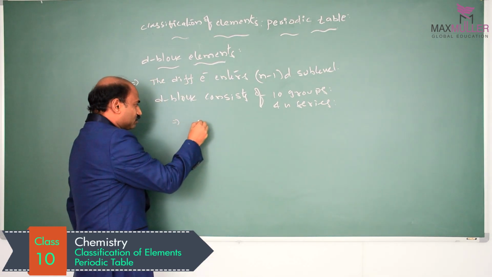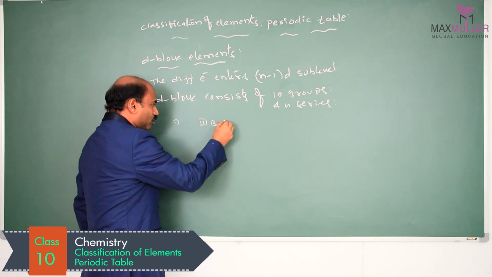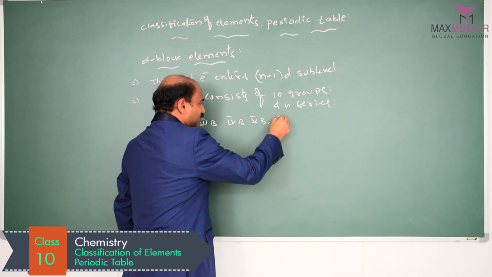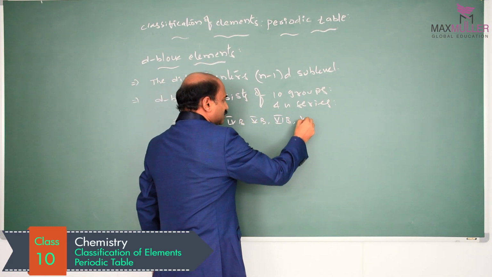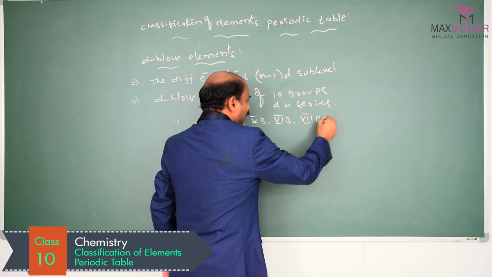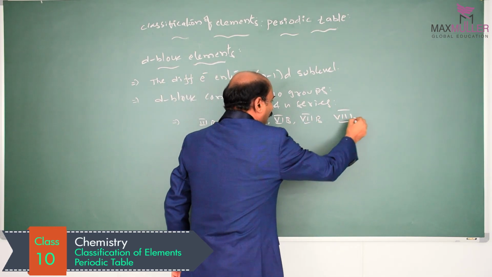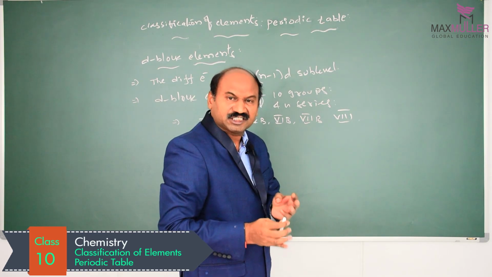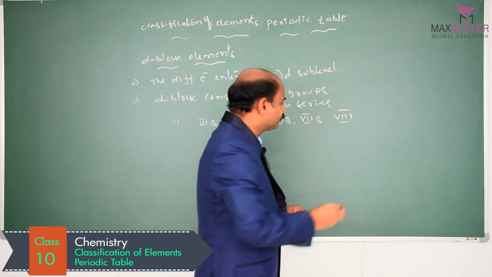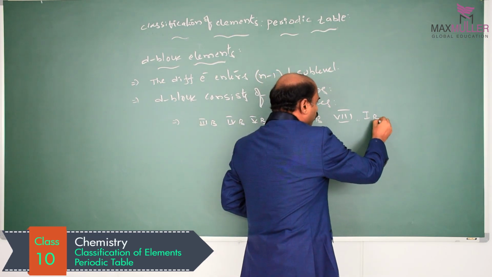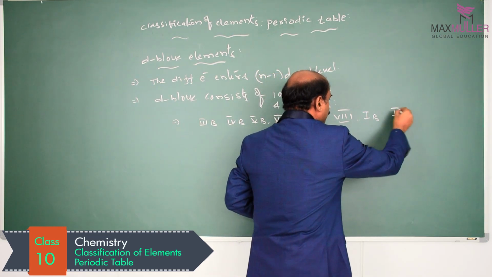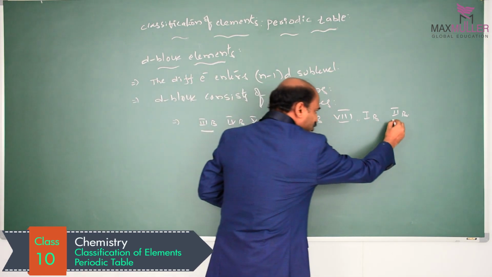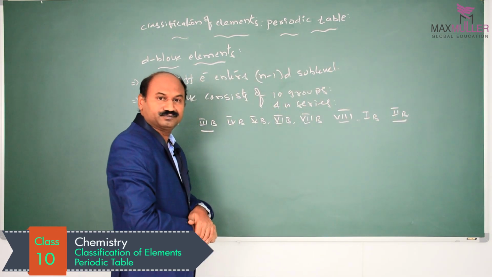So these are arranged in third B, fourth B, fifth B, sixth B, seventh B, eighth group. Actually, the eighth group consists of 3 subgroups. Transition triads are present in the eighth group. Next, first B group and second B group. So the d block starts with third B group and ends with second B group.